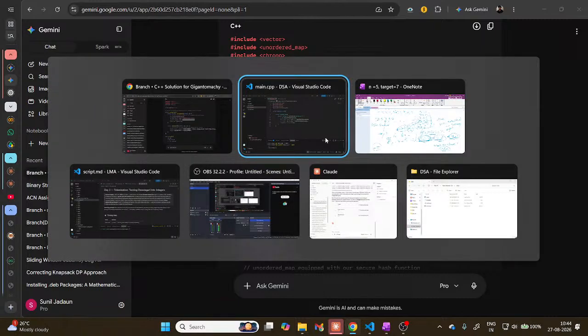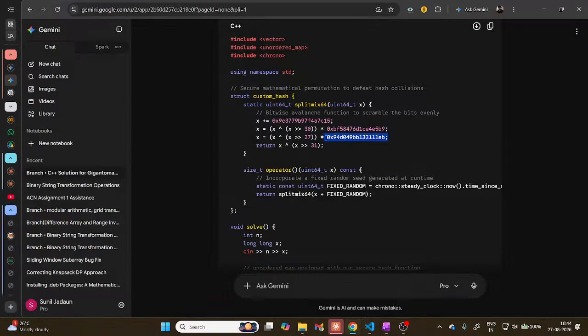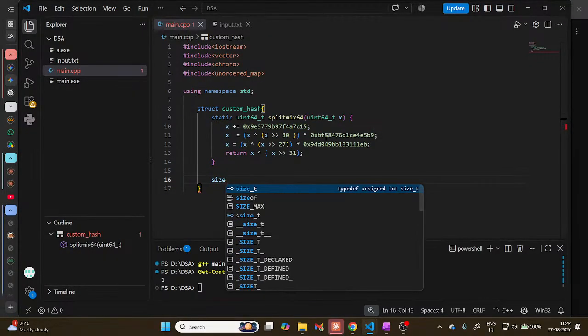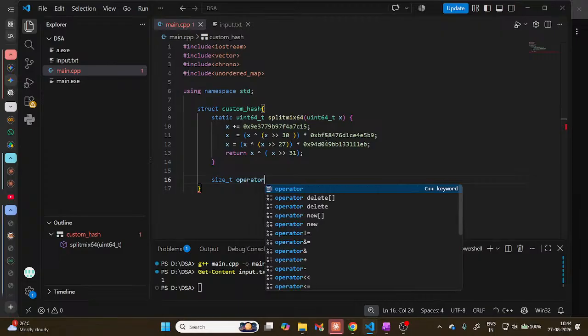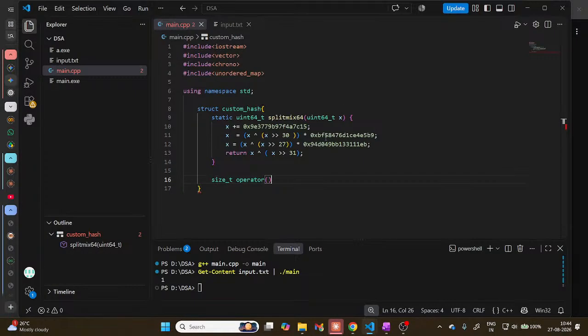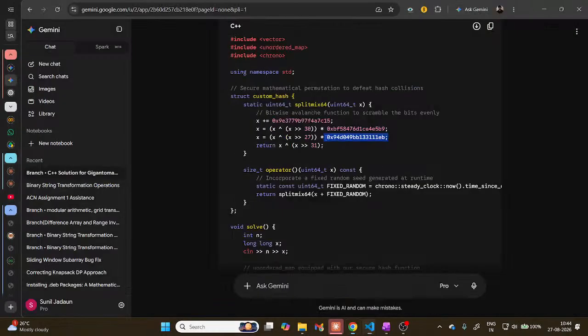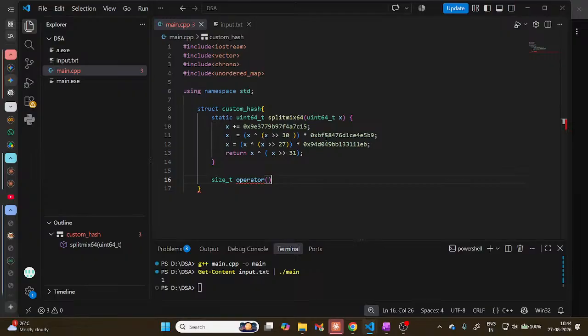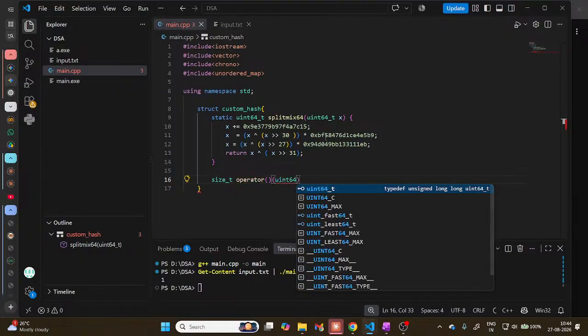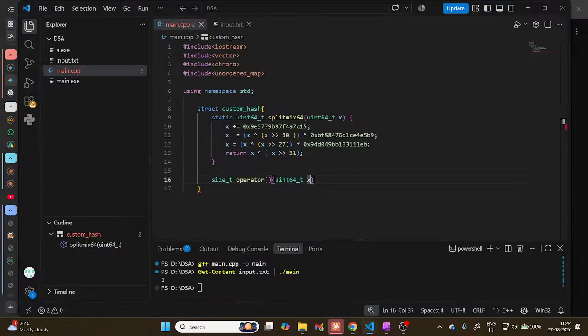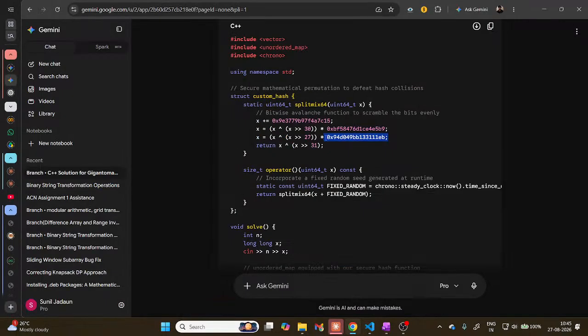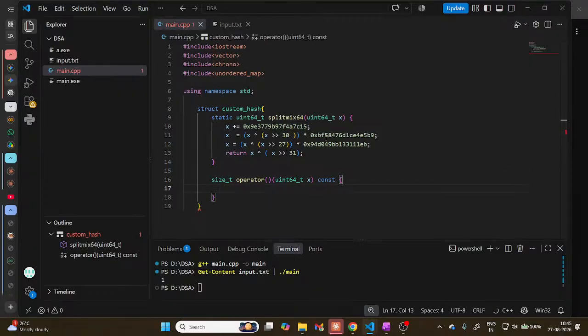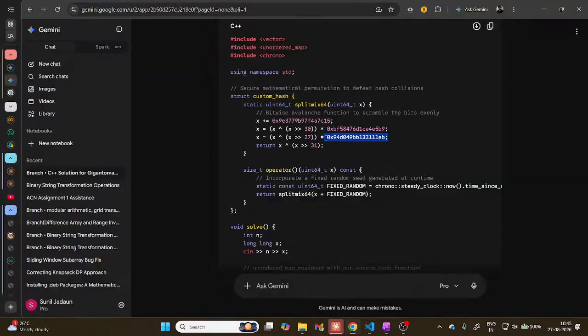Then we have the size_t operator, with a const uint64_t x. Here we incorporate a fixed random seed generated at runtime. Okay, so static const, this fixed random, right?